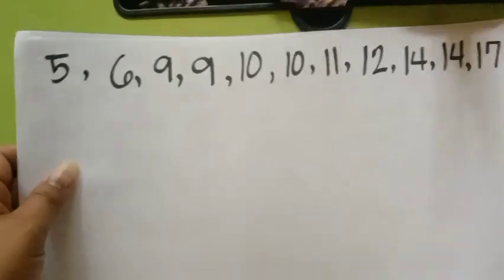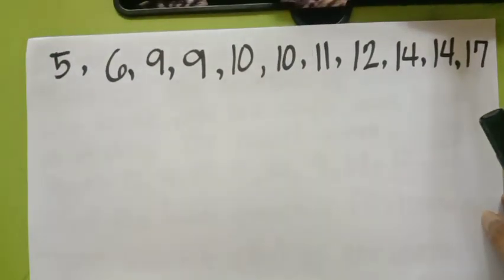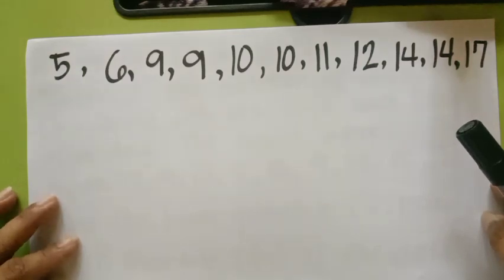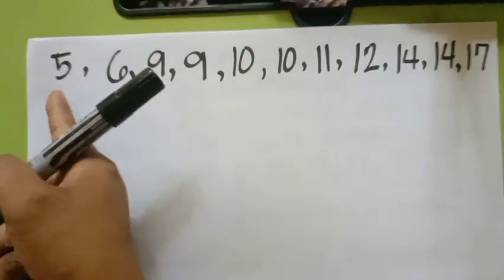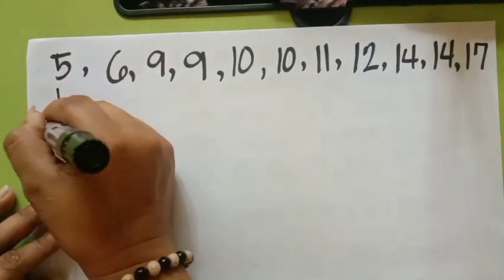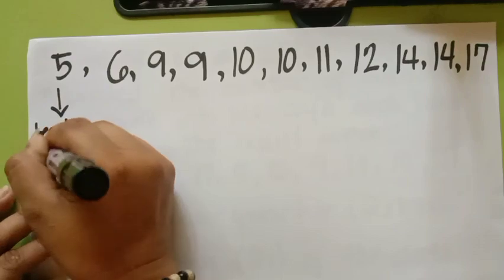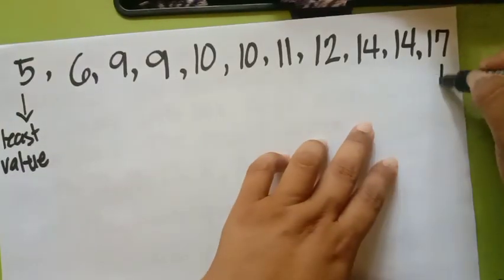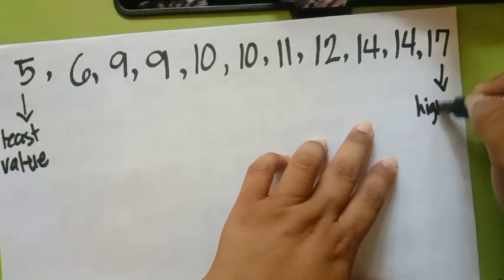After arranging the scores in ascending order, determine the least value and the greatest value. So, yung least value, yung nasa dulo, sa kaliwa. So, this is the least value. Ito yung ating least value. And ano yung highest value? So, the highest value, of course, is 17.